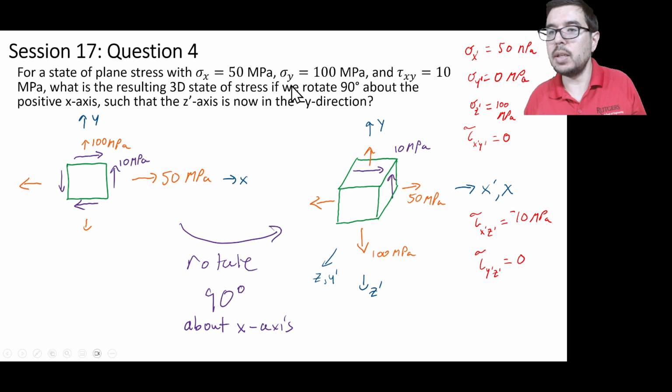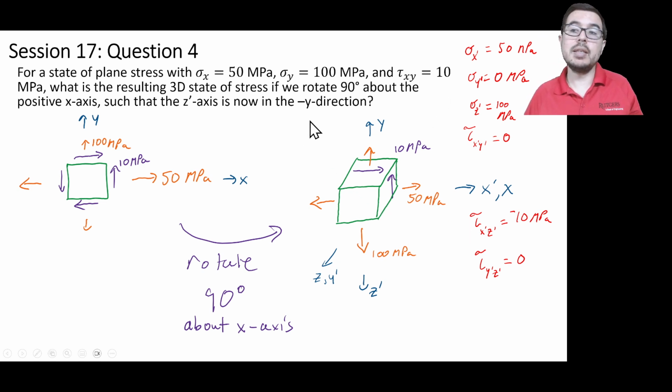We can see that sigma x is 50, sigma x prime is now 50. Sigma y prime is now 0 when it was 100 megapascals originally. Sigma z prime has taken that 100 megapascals. Tau x prime y prime is now 0, whereas tau xy was 10 megapascals.